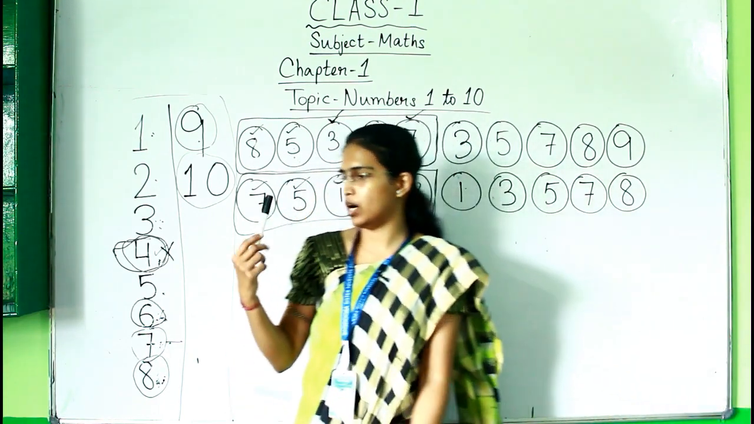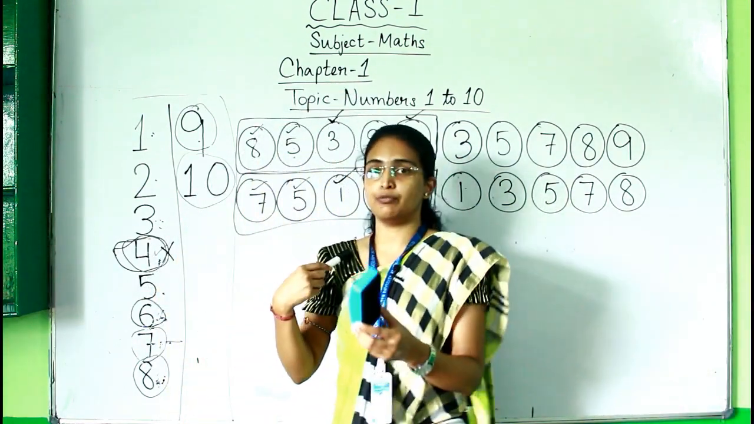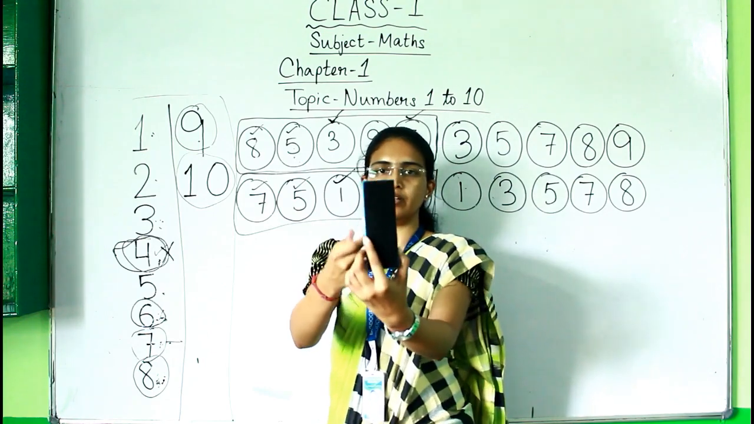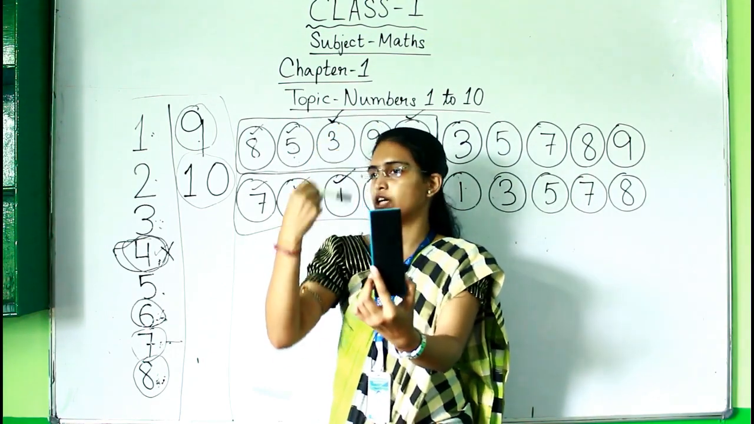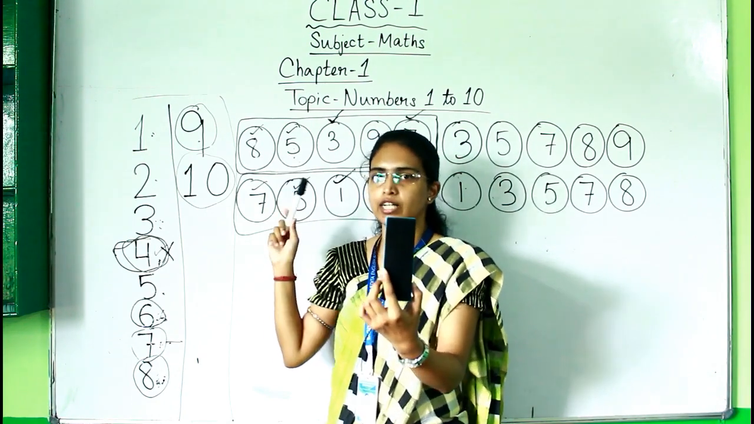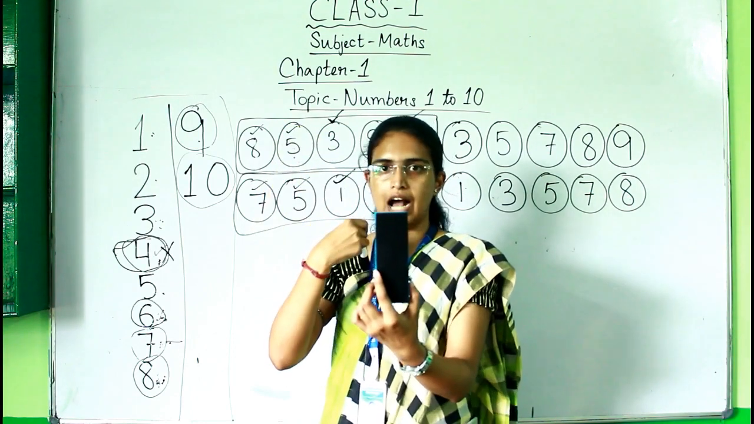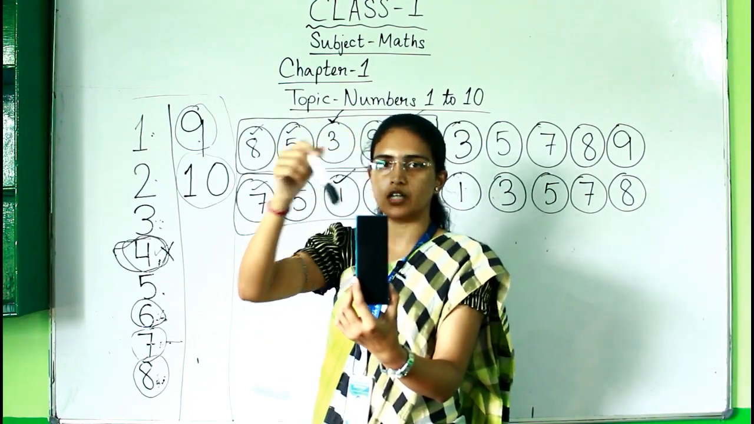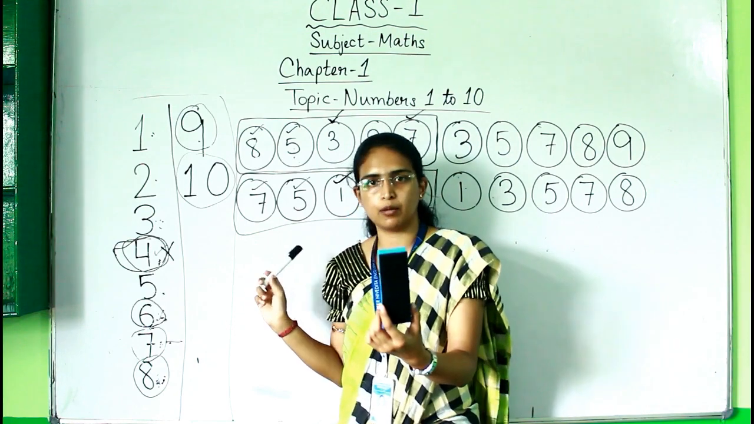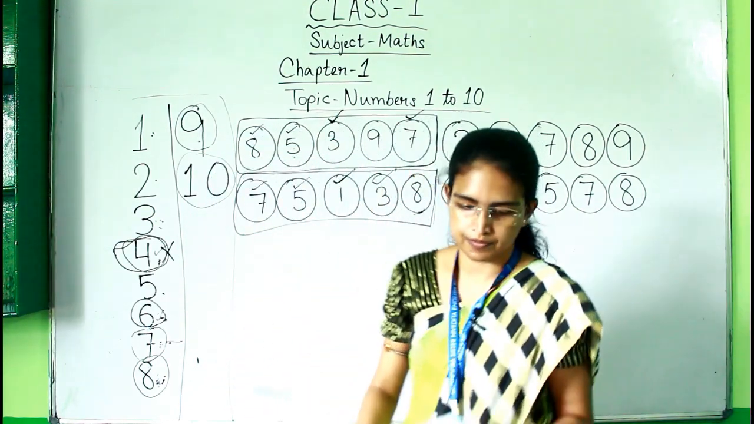Like this. What is there before me? This duster. And what is there after me? This blackboard. And what is in between this blackboard and duster? I am standing in between this duster and this blackboard. Understood? Now we will do the sums.